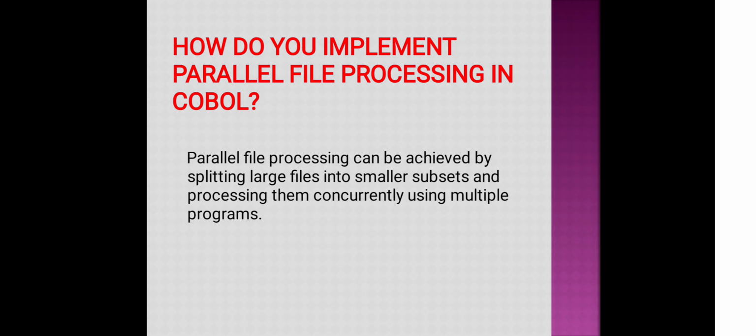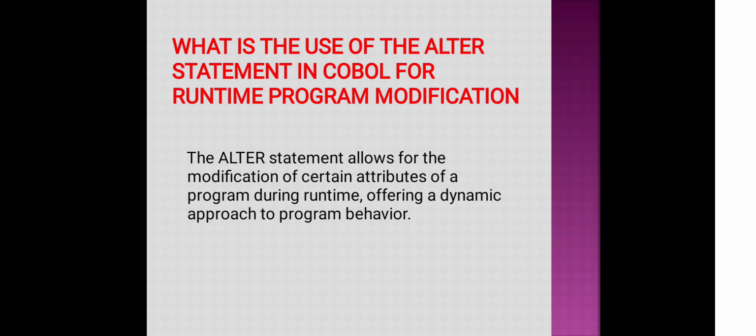How do you implement parallel file processing in COBOL? Parallel file processing can be achieved by splitting large files into smaller subsets and processing them concurrently using multiple programs. What is the use of the ALTER statement in COBOL for runtime program modification? The ALTER statement allows for the modification of certain attributes of a program during runtime, offering a dynamic approach to program behavior.